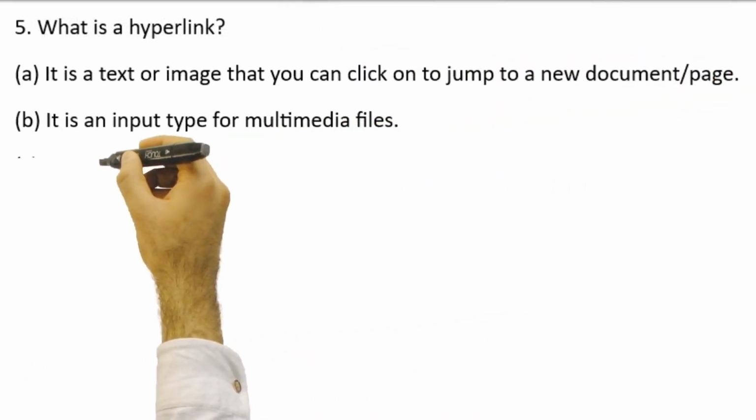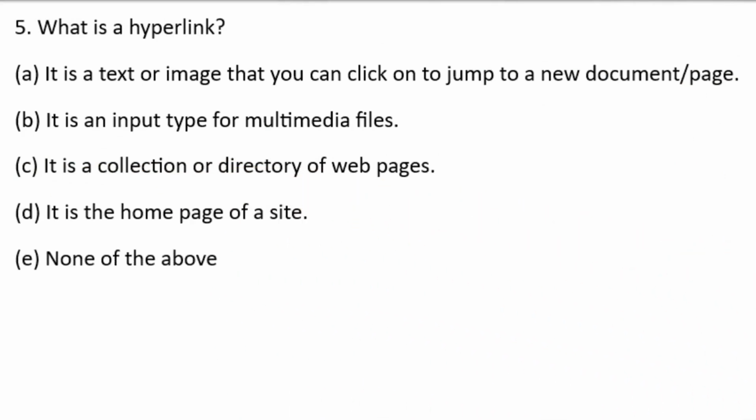What is a hyperlink? A. It is a text or image that you can click on to jump to a new document page. B. It is an input type for multimedia files. C. It is a collection or directory of web pages. D. It is the home page of a site. Answer is A. A hyperlink, or simply a link, is a reference to data that the reader can directly follow either by clicking, tapping, or hovering. Hyperlinks are found in nearly all web pages, allowing users to click their way from page to page.